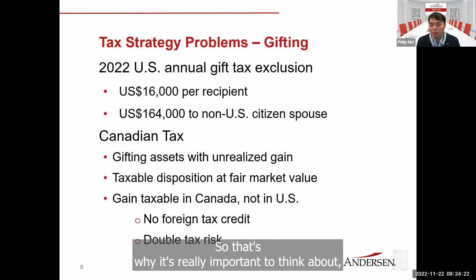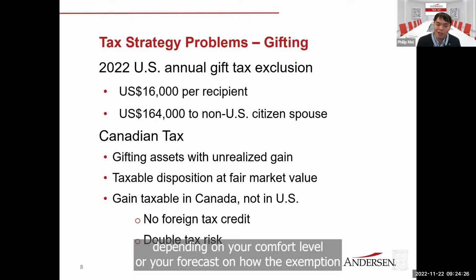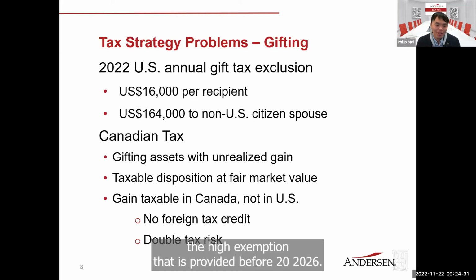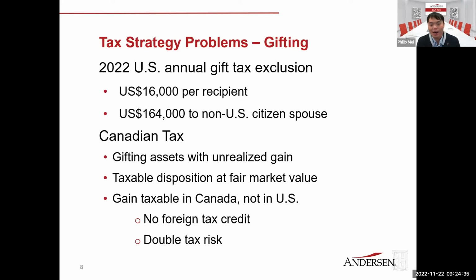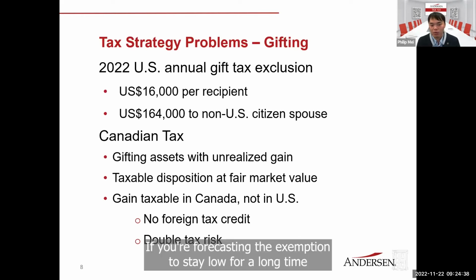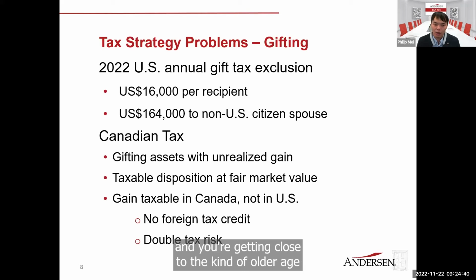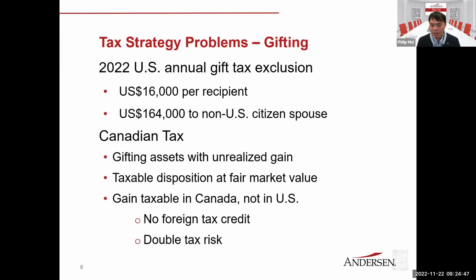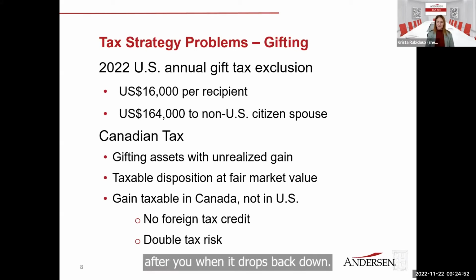So that's why it's really important to think about, depending on your comfort level or your forecast on how the exemption would go up and down from now, it might make sense to use the high exemption that is provided before 2026. If you're forecasting the exemption to stay low for a long time and you're getting close to an older age, you want to use some of the gift, it's a good time to do it between now and 2026. Exactly. That's exactly it. And like you said, they're not going to come back after you when it drops back down. Once it's gone, it's gone.